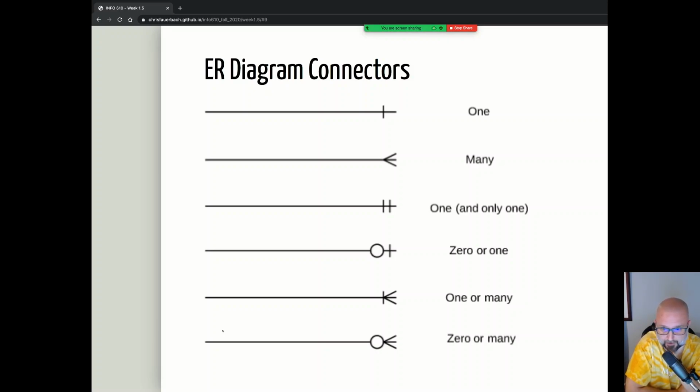I feel like my picture got cut off. Many-to-many, we put the crow's feet on both sides of the line, because it's basically a two-way relationship. I'll check to see if my picture's cut off later, and I'll shrink it if it is.